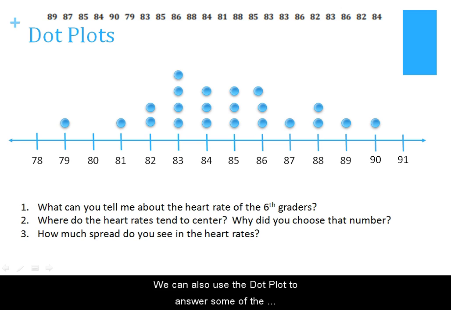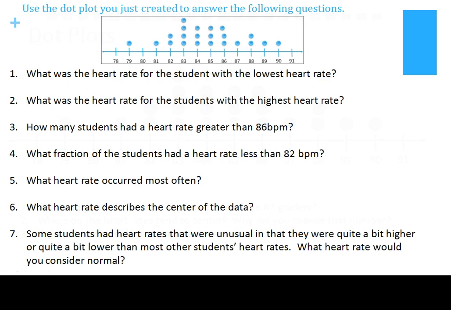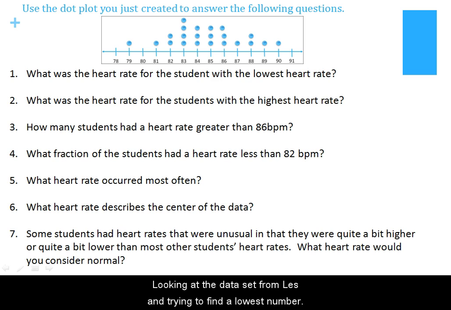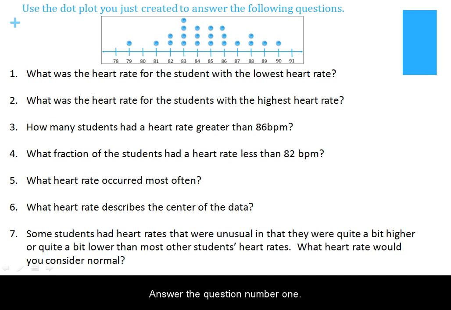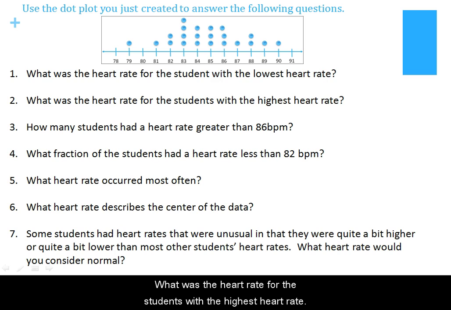We can also use the dot plot to answer some of the questions that will follow to describe the data. Question 1. What was the heart rate for the student with the lowest heart rate? Instead of looking at the data set from a list and trying to find the lowest number, all our values are clearly organized in this dot plot. The answer to question number 1, quite simple. What about question 2? What was the heart rate for the students with the highest heart rate?